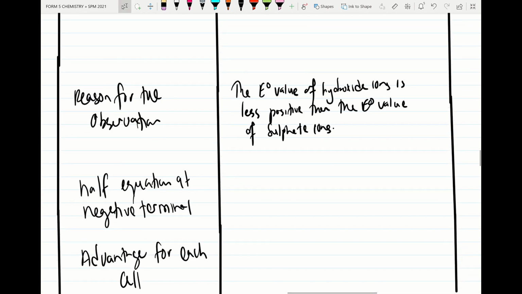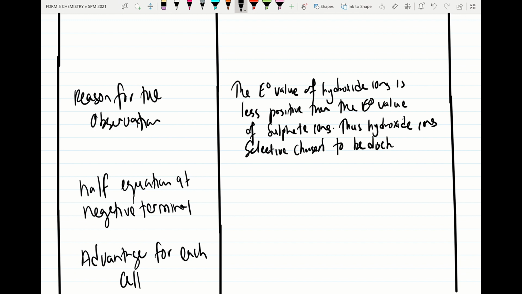All right, so next point, thus hydroxide ion is selectively chosen to be discharged, or oxidized, at the positive terminal. So this is the answer.